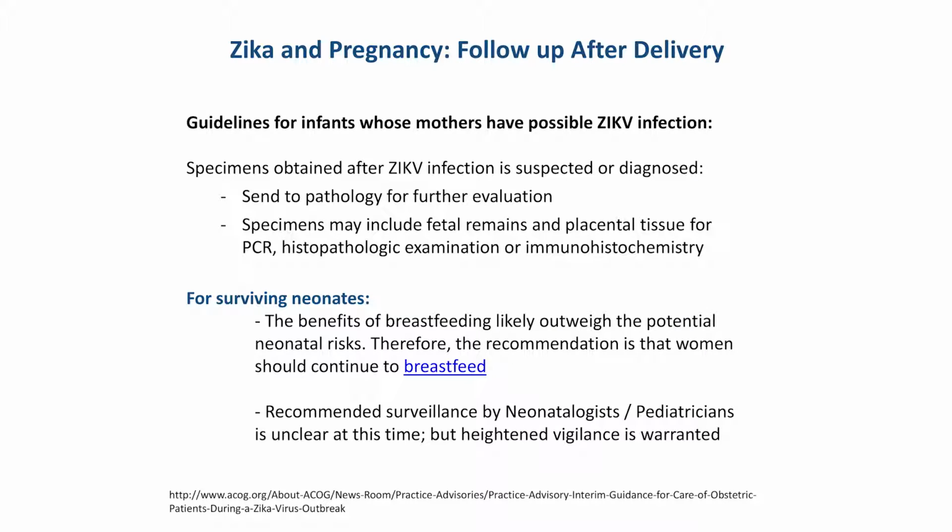So what do we do for the infants and following these pregnancies? Well, if there's a stillbirth or pregnancy loss, we should be sending the tissue for pathology. If there's any tissue that can be sent for genetic testing, histopathology, immunohistochemistry, it should be sent. Some of that is for research purposes, but some of it is for counseling for future pregnancies. If a mom has Zika virus, even if it's confirmed, currently the Academy of Pediatrics is still saying it's okay to breastfeed. Even though the Zika virus RNA can be found in breast milk, it's still okay to breastfeed.